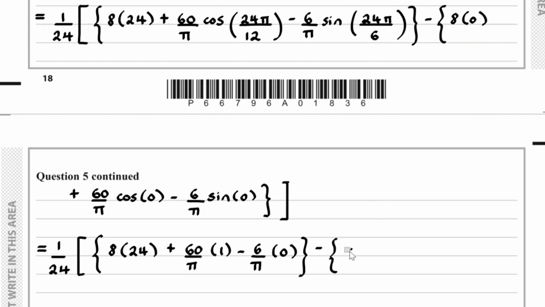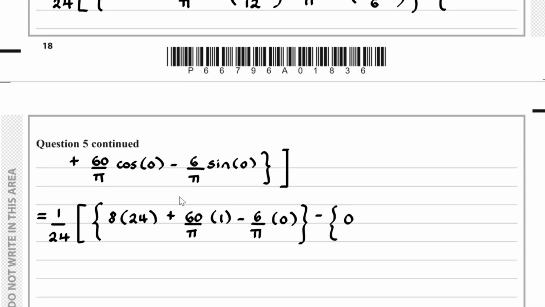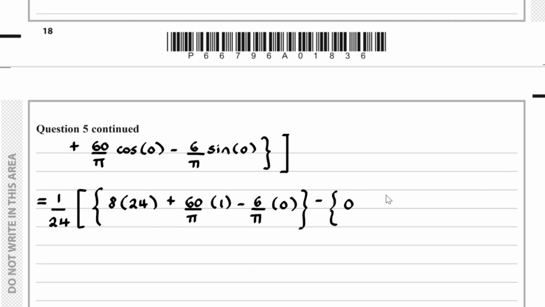And for the lower limit, we have 0 for 8 lots of 0. And then the cosine of 0 is 1, so we add on 60 over pi lots of 1. And then we subtract off 6 over pi lots of 0. So this is what we need to evaluate.